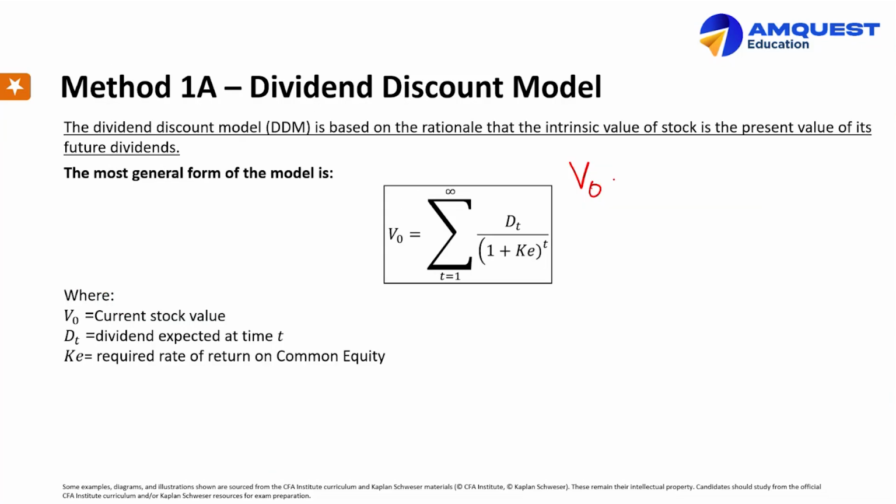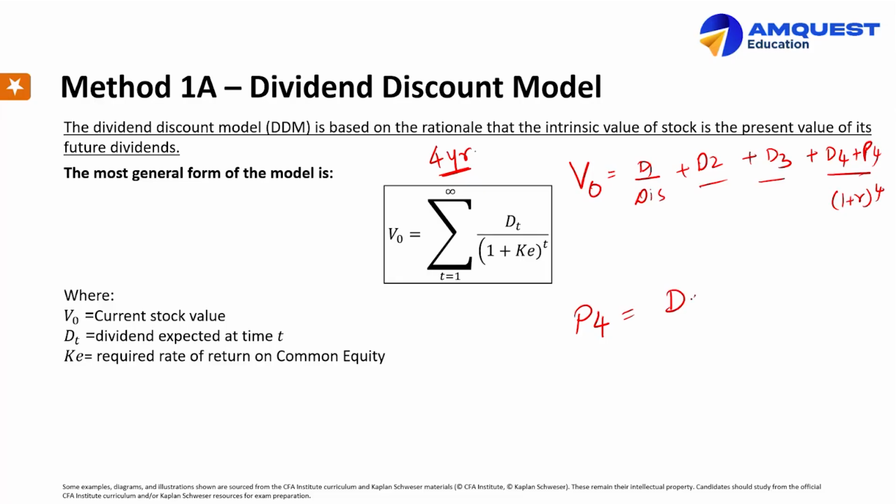Yes, sir. So I'll again write the 4-year model. V0 will be equal to D1 divided by the discount rate, plus D2 plus D3 plus D4 plus P4, divided by 1 plus R raised to 4. And each will be discounted at 1 plus R raised to the respective year. Now this P4 is calculated as D5 divided by K minus G, or you can also write R minus G.